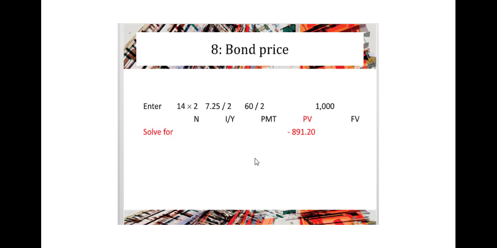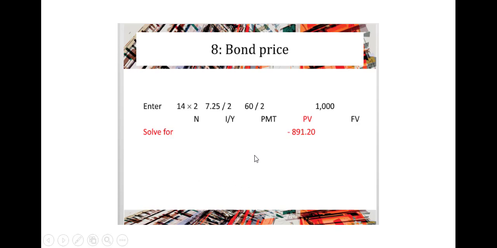The bond is selling at a discount because the coupon rate of 6% is less than the market rate of 7.25%. And if you compare the present value of the bond with the face value of the bond, the present value or the current market price is less than the face value or the maturity value of the bond. So when the present value or the current market price of the bond is less than face value, the bond is selling at discount.